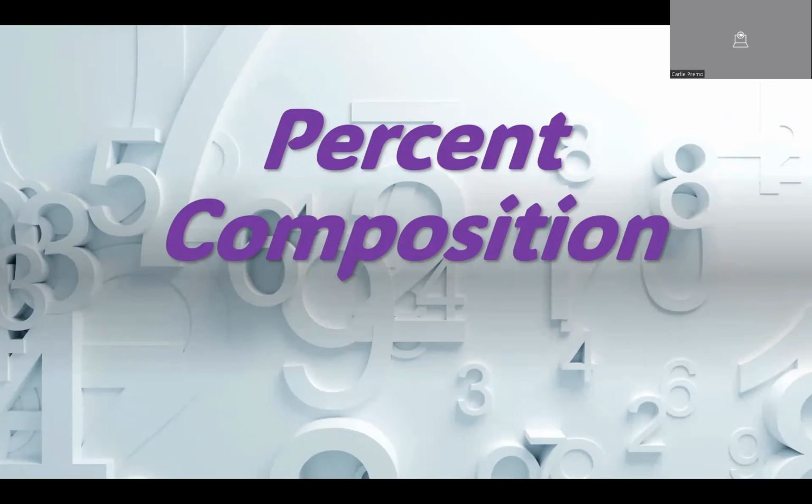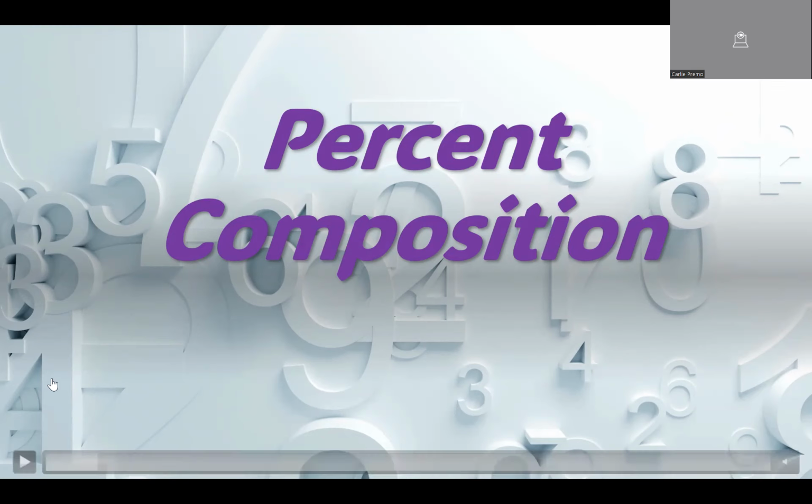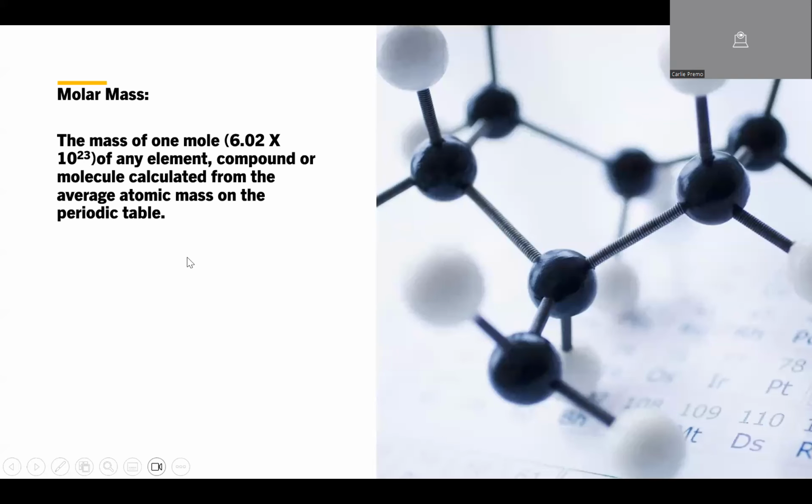These notes are going to go over percent composition. Percent composition is basically how much of any mass of an element is in a given compound. To understand that, we need to understand molar mass firstly.